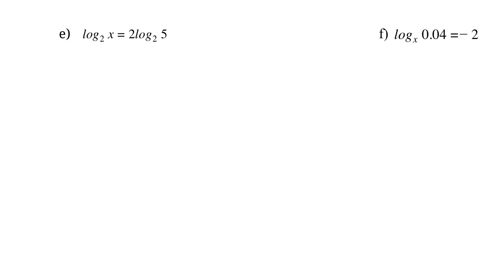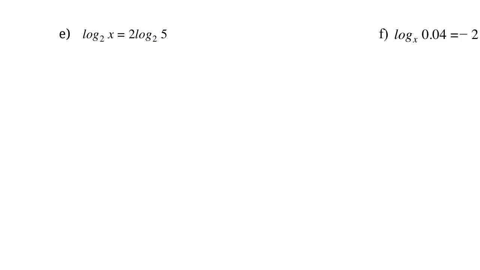So moving on to question E, we can't really do anything about this right off the bat because we have this 2 in front of this log here. That's making it a little bit more complicated, right? It's like there's a log base 2 on this side, a log base 2 on this side, but that 2 is sort of messing us up. What could we do with that 2?